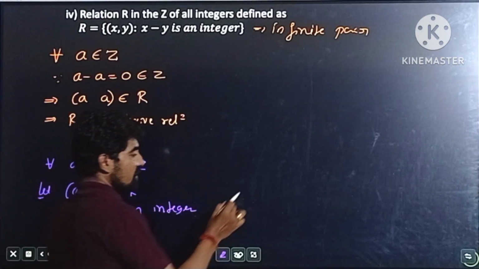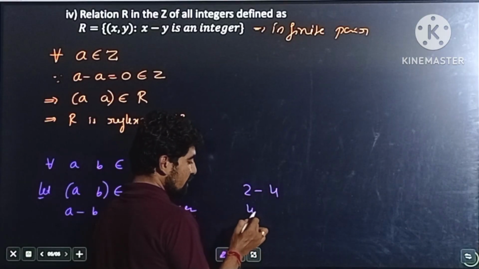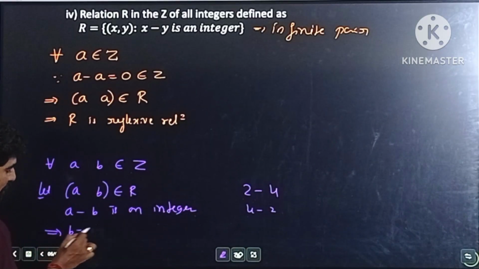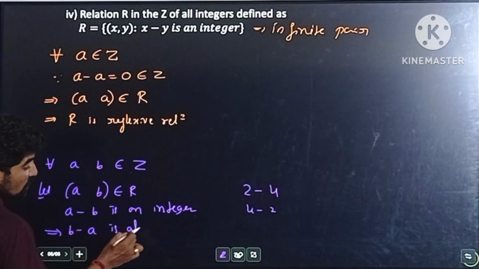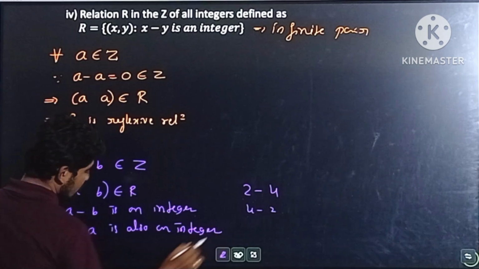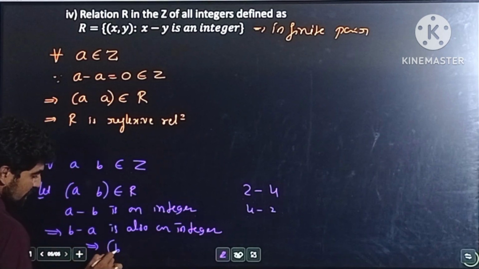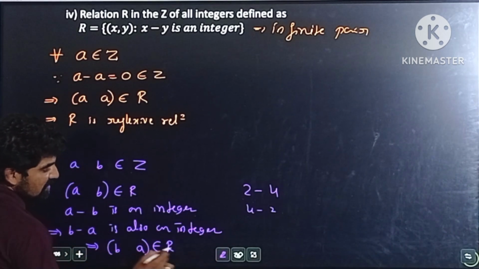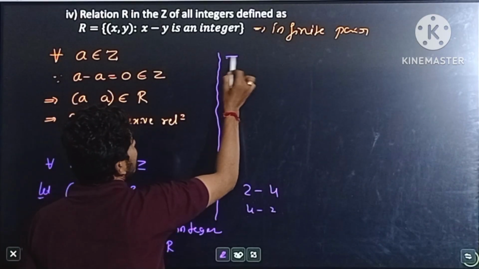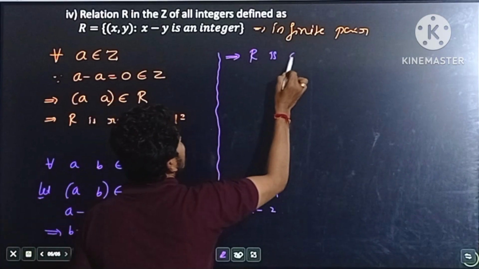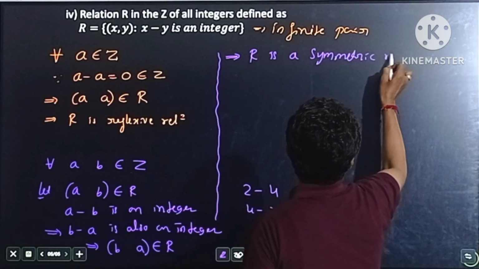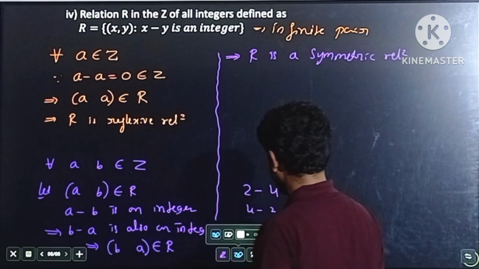See here, if 2 minus 4 is an integer, then definitely 4 minus 2 is also an integer. So, b minus a is also an integer, which implies the pair ba exists in the relation R. So it means R is a symmetric relation. I hope all of you understood.